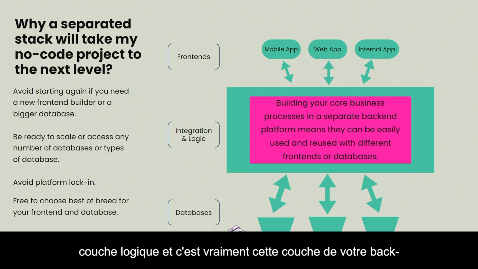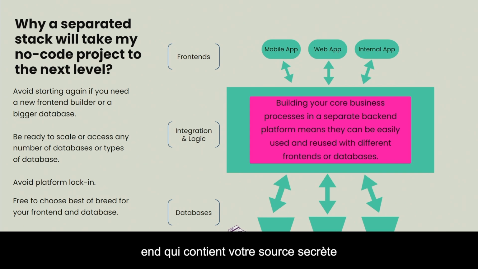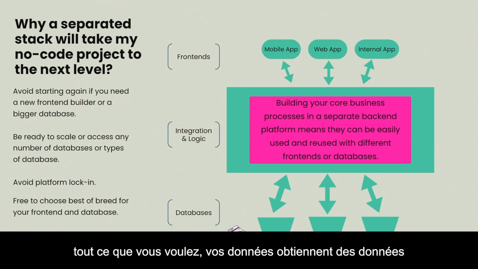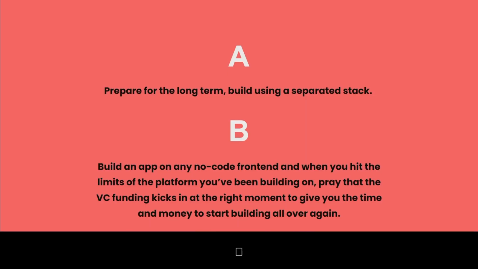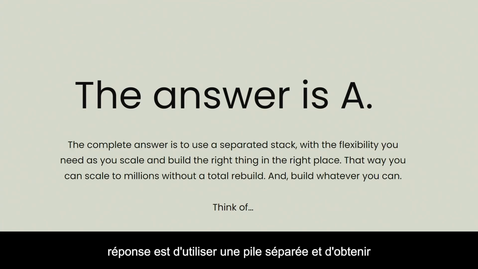And really, it's this layer, your backend, that contains your secret sauce for your business. And it enables you to do whatever you want with your data, get data from anywhere, combine it, control it, do exactly what you need. So going back to the original question, the answer is A. Use a separate stack and get that flexibility you need so that you can scale to millions and not worry about it.